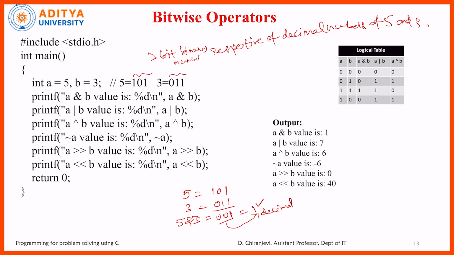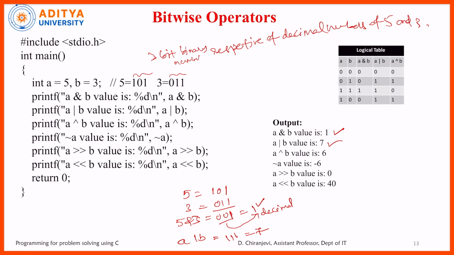So the decimal result is equivalent to 1, that is why A and B value is 1. In the same manner, if you are performing A or B, that is 5 or 3, in the OR truth table only if all the bits are false will the result be false. So 11 you will get 1, 01 you will get 1 and 10 also you will get 1. So this 111 is equivalent to 7, so that's why your result is 7.